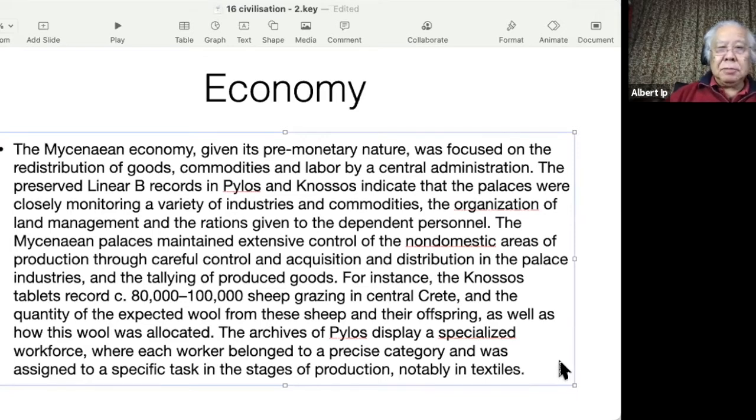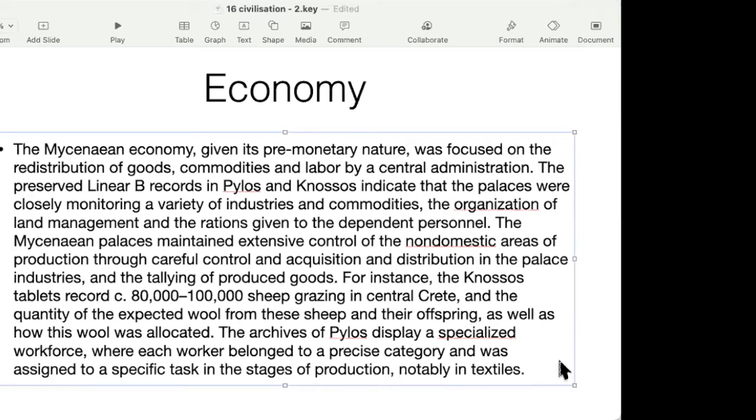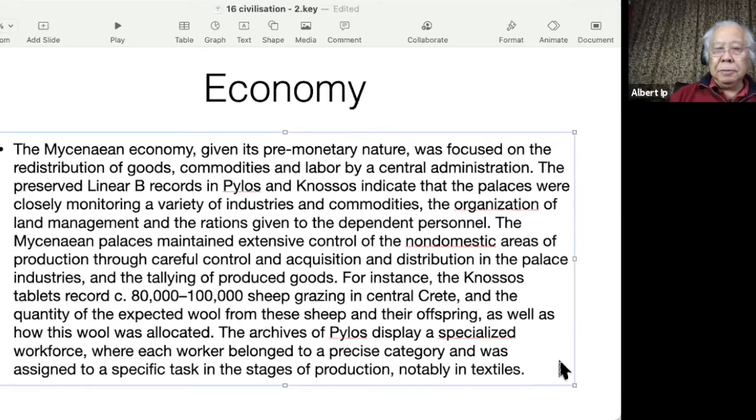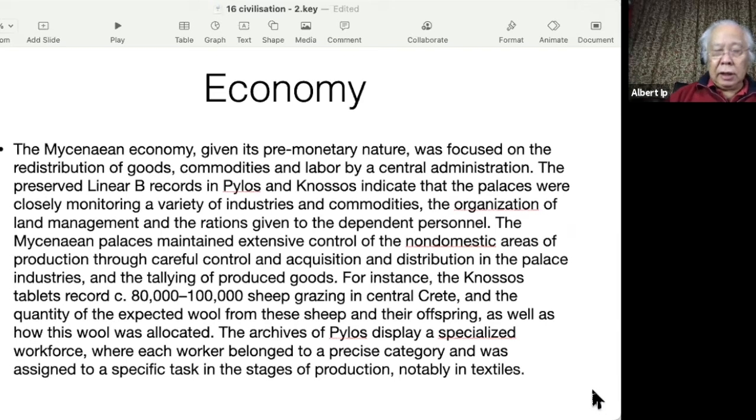And they also display specialized workforces, and each worker belonged to a precise category and was assigned a specific task in the stage of production, notably in textiles. So working together seems to be another idea. That's why it had higher economic value.